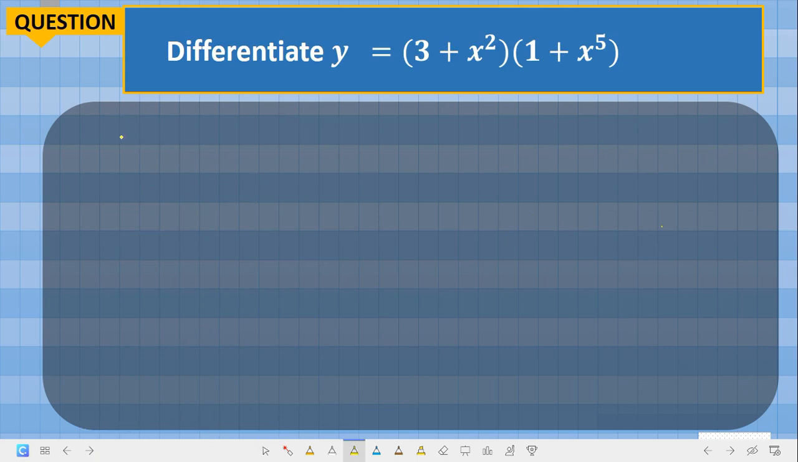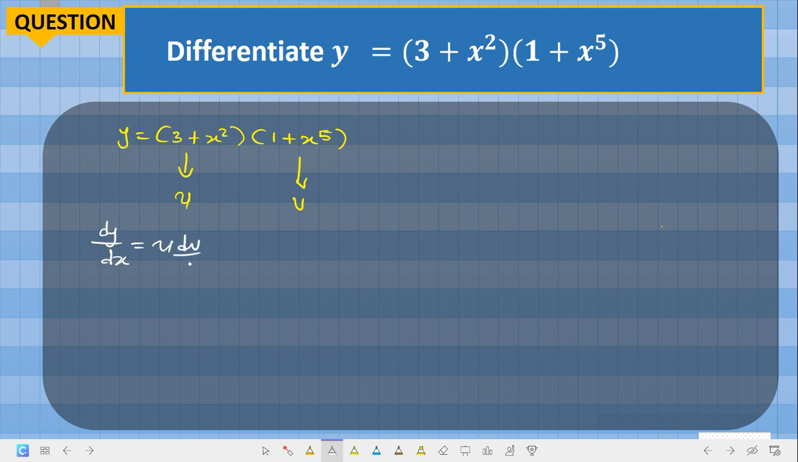Now let's take the next one. The next one says, given that y is equal to 3 plus s squared, brackets 1 plus s raised to the power of 5, find dy ds. Now in this case, you say let this be equal to u and let this be equal to v. Are we getting it now? So we use the product rule. Now the product rule says dy dx is equal to u dv over ds plus v du over ds.